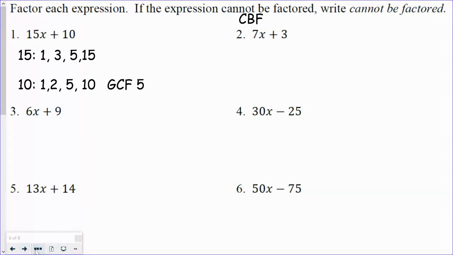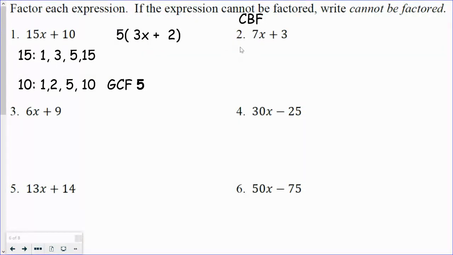Now that I found what my greatest common factor is, I need to go through and factor this 5 out of both my terms. So I know I'm going to have a 5 outside my parentheses. I'm going to have an x, an addition sign, another term, my end parentheses. I have to go in and fill these blanks now. So how many times does 5 go into 15? Well, 3 times. How many times does 5 go into 10? Twice. And that's it. You're done. That's your final answer. Okay?